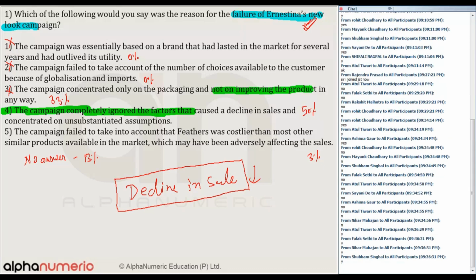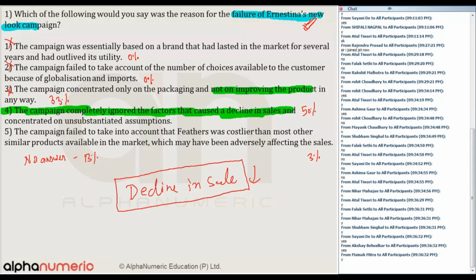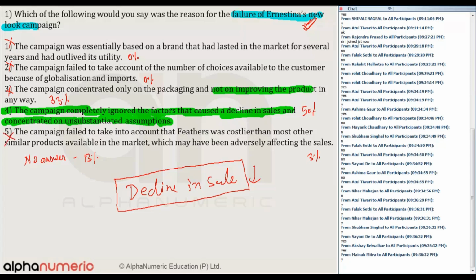Okay. Because if the sales decline, then you need to identify the reason why the sales is declining. You cannot make an assumption, okay, that it is because of the product manufacturing, because of the quality or because of the cost or because of any other particular reason. So can I move to the next question, question number 2?